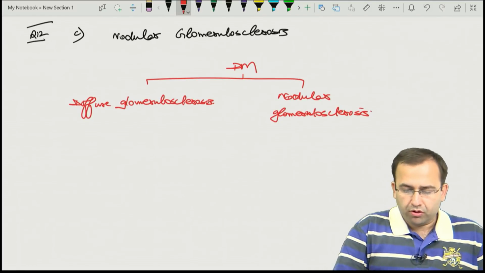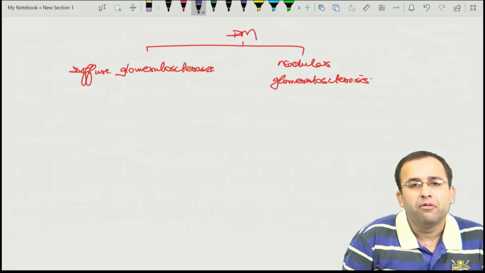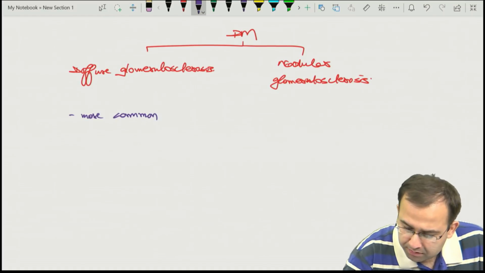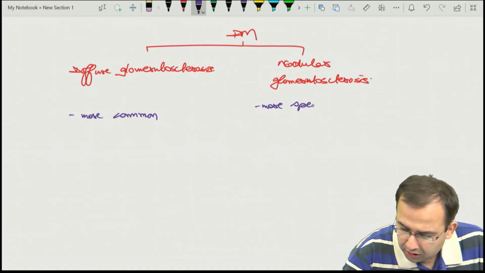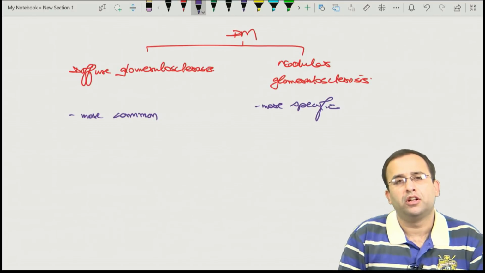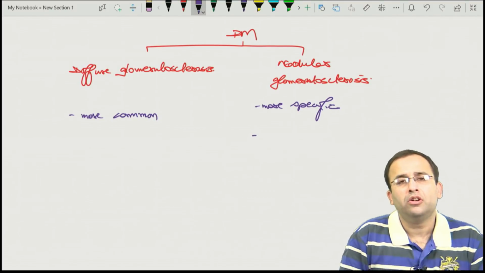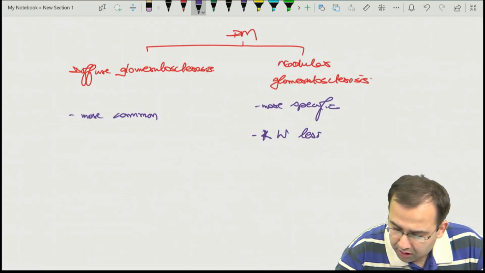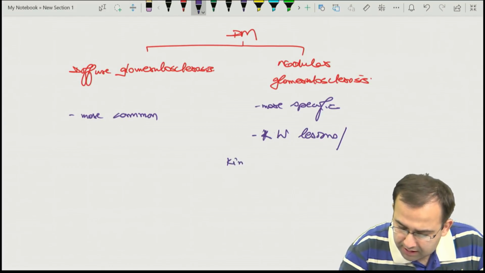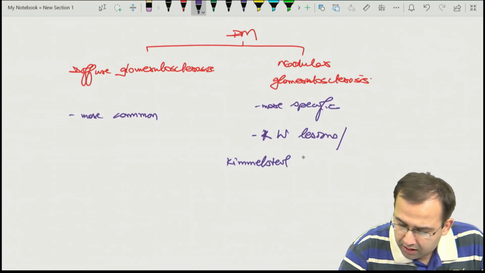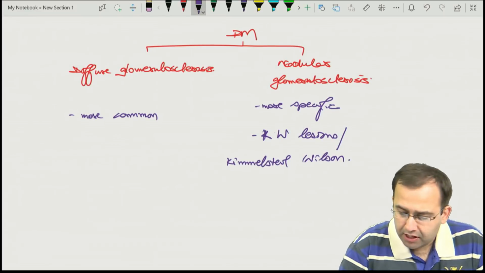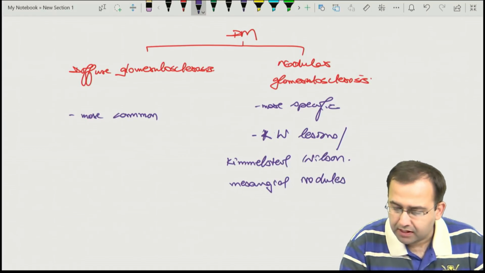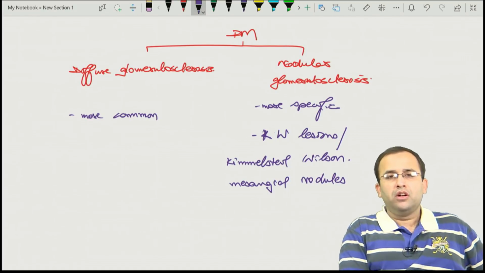First point, which is more common? Diffuse glomerulosclerosis is more common, versus the more specific nodular glomerulosclerosis. Next point, nodular glomerulosclerosis is also associated with KW lesions, also called Kimmelstiel-Wilson mesangial nodules or lesions. This was the question.